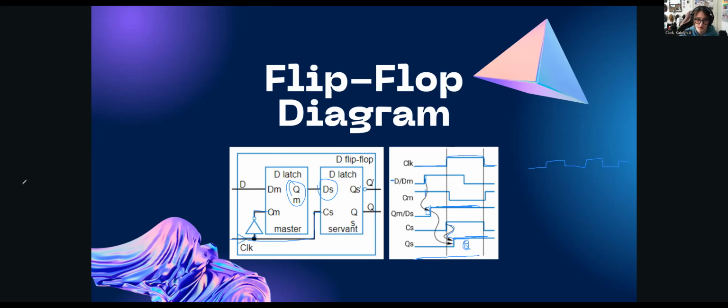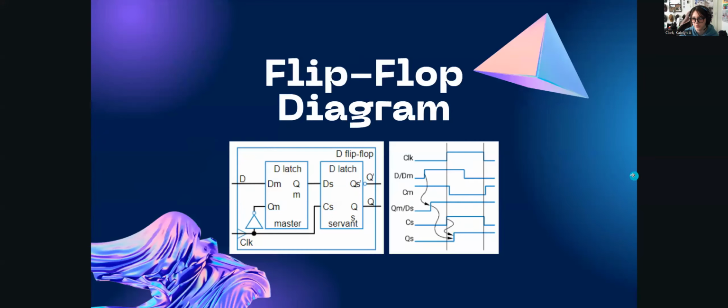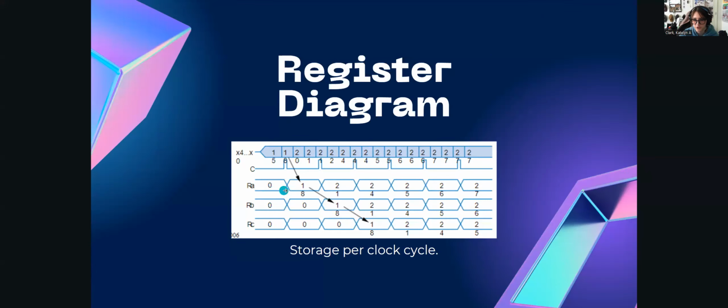Cool. So I don't want to spend too much time on this because I'll talk about the register. The register is also a lot simpler than, in my opinion, the flip-flop diagram. So for a register, when the clock goes on, it stores the value that is currently in your input when the clock is flipped into the first register.